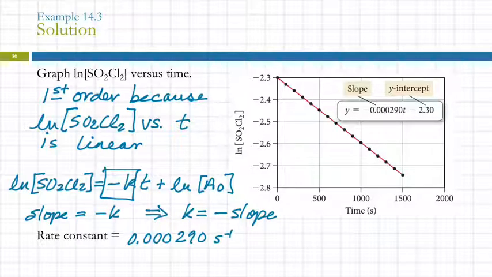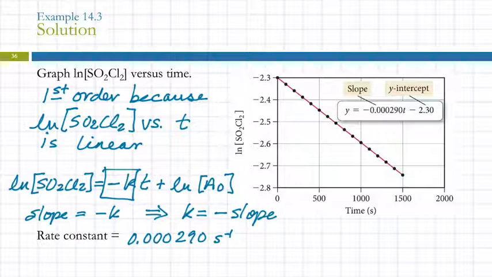And another clue for that is when you look at this equation, t is in seconds, and if k is in reciprocal seconds, those units cancel out because these natural log terms don't have units. And so we need all the units to just go away. So that's the rate constant. Any questions?